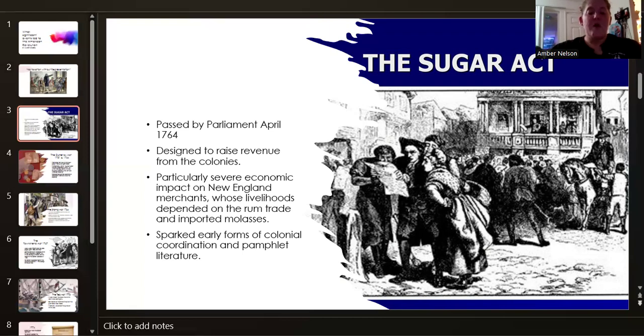To enforce it, Britain also used vice admiralty courts, which had no jurors. Colonists saw this as a denial of their legal rights under English law. The economic impact was especially hard on New England, where merchants depended heavily on molasses for the rum trade. The backlash helped spark early conversations about rights and representation, laying the groundwork for later resistance.